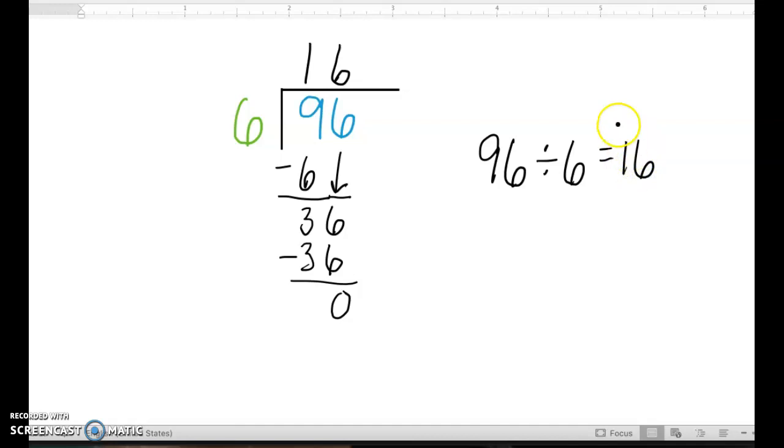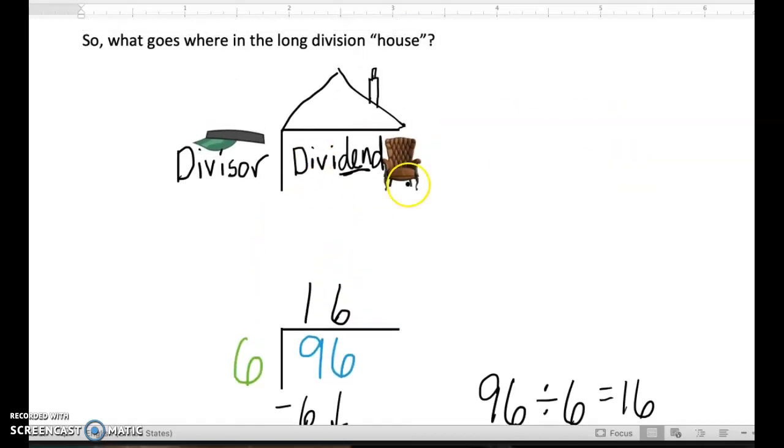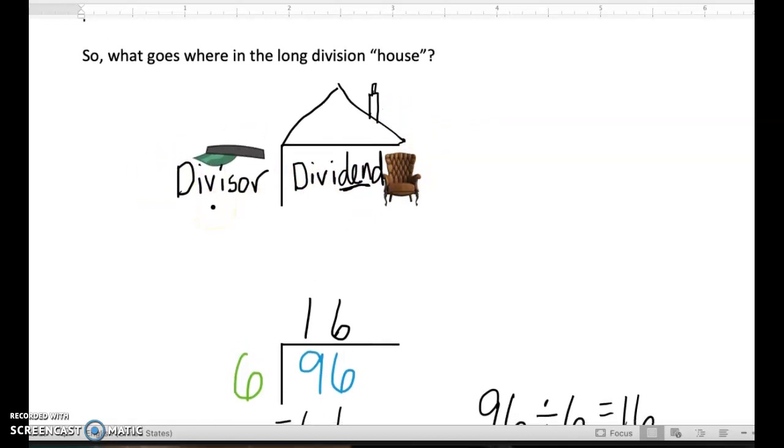Okay, so you guys give that a shot. You can keep this little picture in your head: the dividend sits inside the house in the den, and the divisor's outside of the house wearing that visor to stay cool from the sun. If you have any questions, give me a holler.